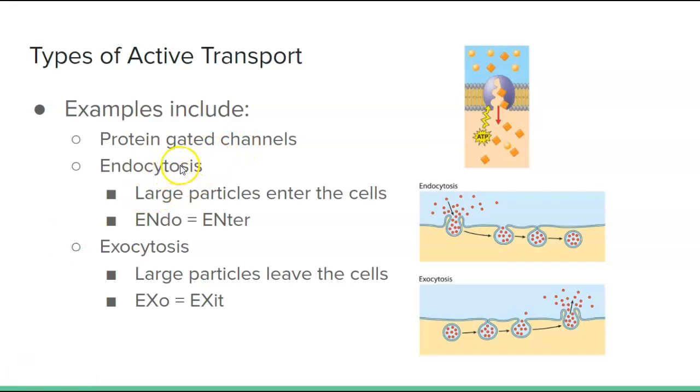And then endocytosis, which is when large particles enter the cell, right? Enter. Endocytosis, so these like red dots are coming in and we're creating a vesicle. Or exocytosis, where large particles leave the cell, right? Exo, exit, hopefully that helps you remember. And this is when a vesicle will come up to the edge of the membrane and then release all of whatever it's carrying.